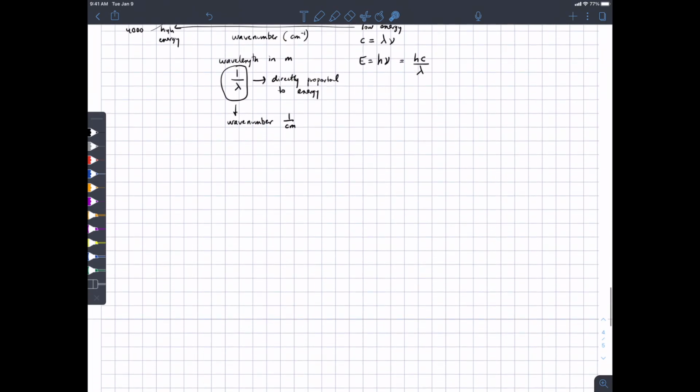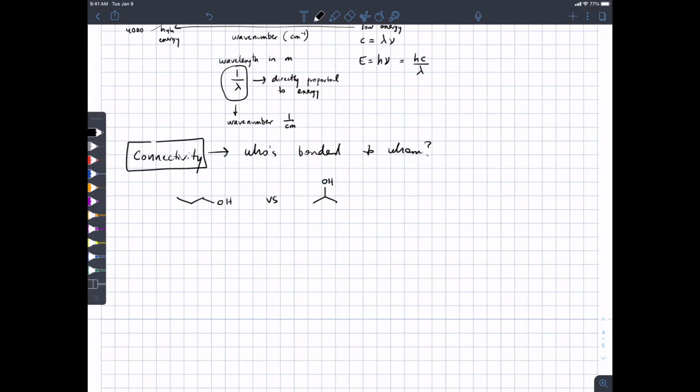Now, let's talk about connectivity. That is, who's bonded to whom? If your product is indeed this 3-carbon alcohol, how do you know it is that particular isomer versus the other available isomer?